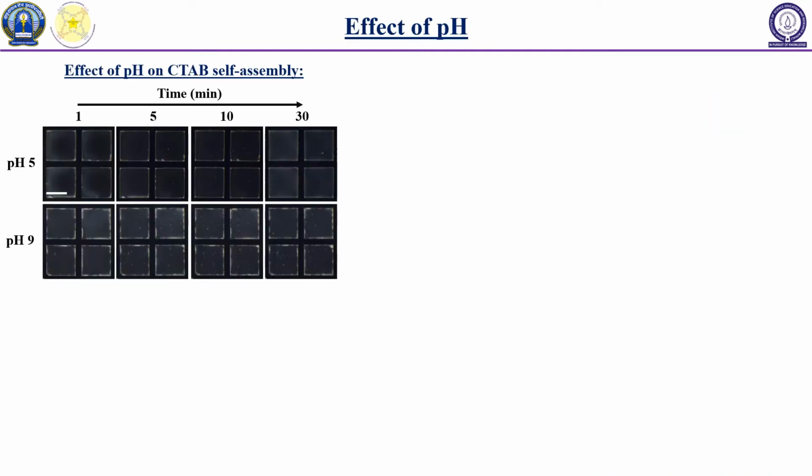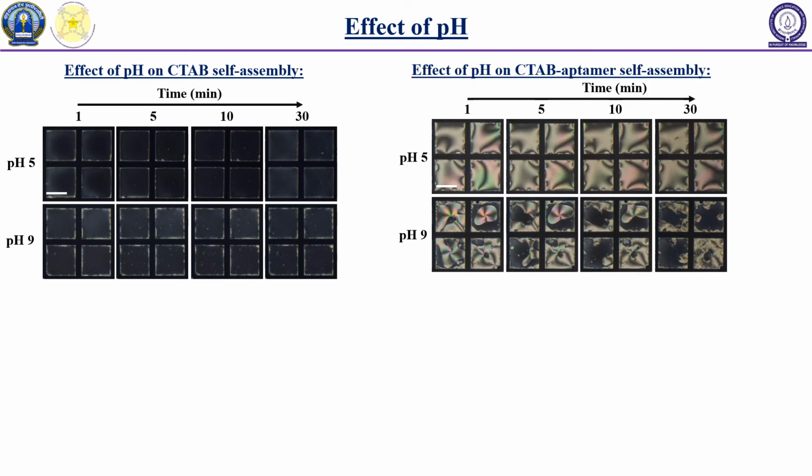Next, we were interested to see the effect of pH on the detection of the OTA using the LC-APTA sensor. For that, we first looked at the effect of pH on C-type self-assembly. We observed that in the presence of 7 micromolar C-type, LC remains homeotropic at pH 5 as well as pH 9. However, in the presence of aptamer, the homeotropic orientation of LC changes to planar orientation at pH 5. At pH 9, we observe a mixed domain of planar and homeotropic orientation.